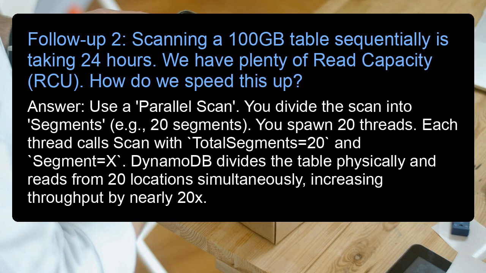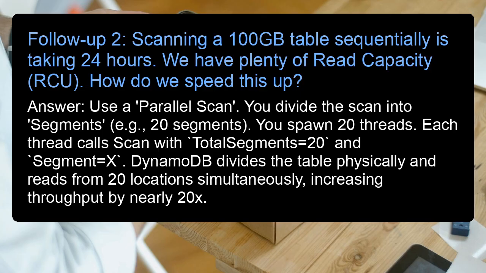Follow-up 2. Scanning a 100 gigabyte table sequentially is taking 24 hours. We have plenty of read capacity, RCU. How do we speed this up? Answer: use a parallel scan. You divide the scan into segments, for example, 20 segments. You spawn 20 threads.